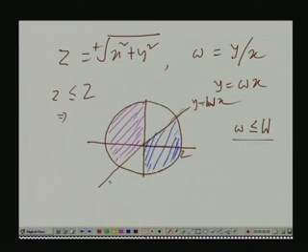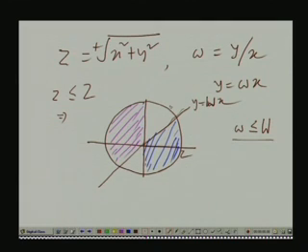So, the joint probability of z less than or equal to capital Z and small w less than or equal to capital W is the same as the joint probability of x comma y falling in this region and in this region, falling in the two shaded regions.